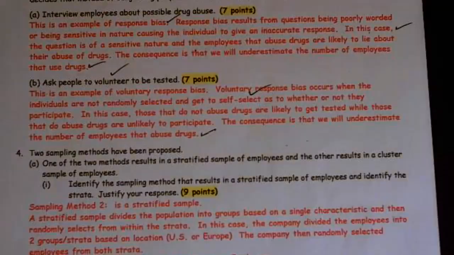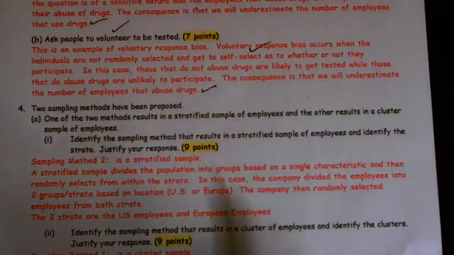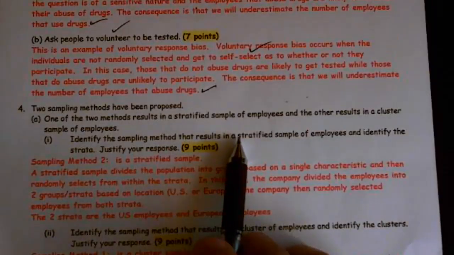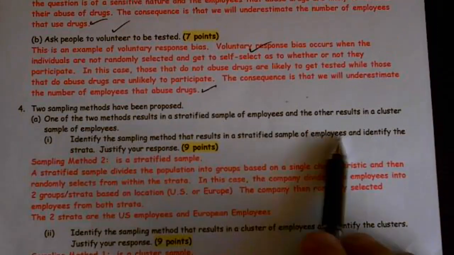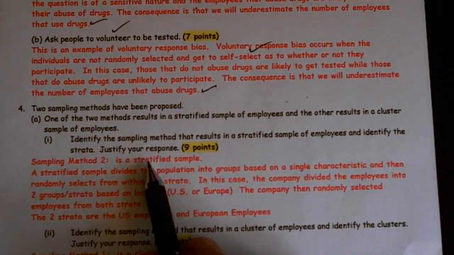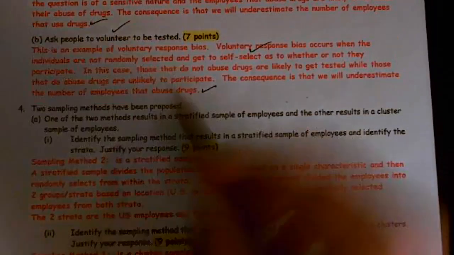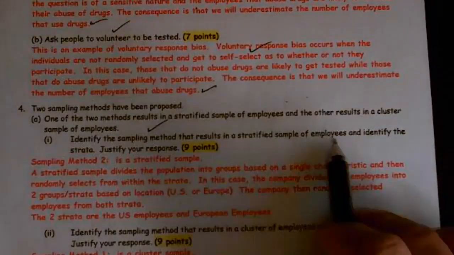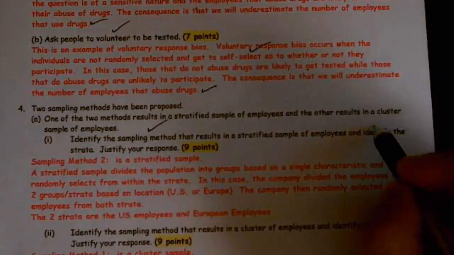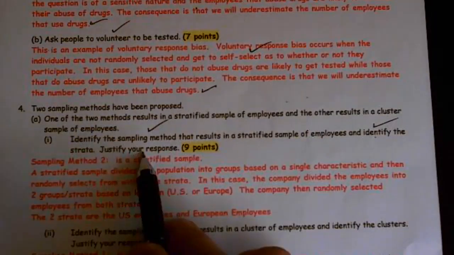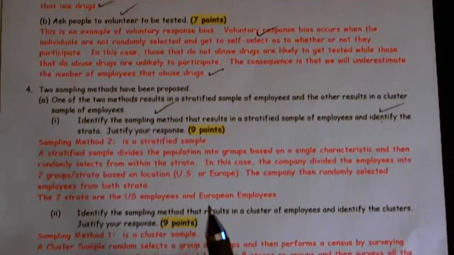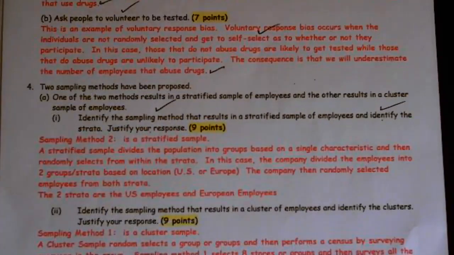So then we get to the questions. One of the 2 methods resulted in a stratified sample of employees. Identify the strata and justify your response. So we have 9 points here that you can earn, and you have to identify the sampling method. You have to identify the strata, that's the second, and then you have to justify your response. Each part was worth 3 points.